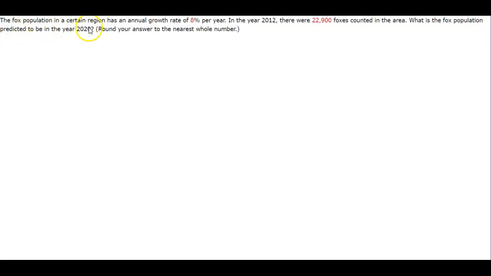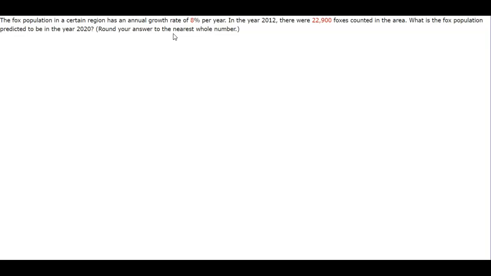The fox population in a certain region has an annual growth rate of 8% per year. In the year 2012, there were 22,900 foxes counted in the area. What is the fox population predicted to be in the year 2020? We're going to round our answer to the nearest whole number.